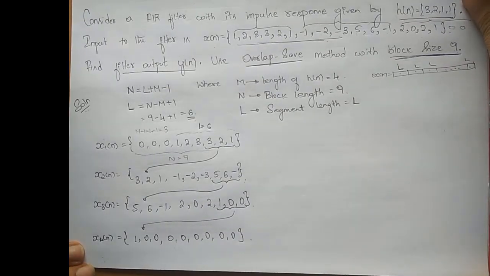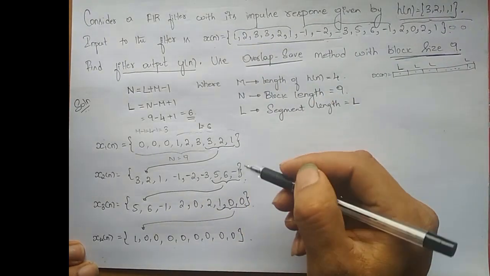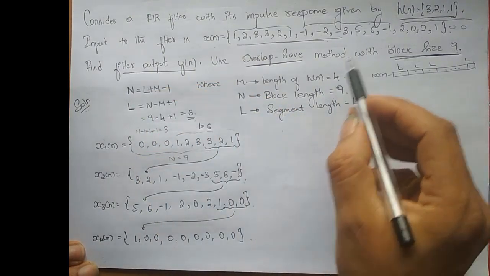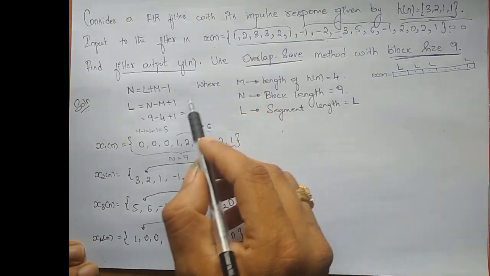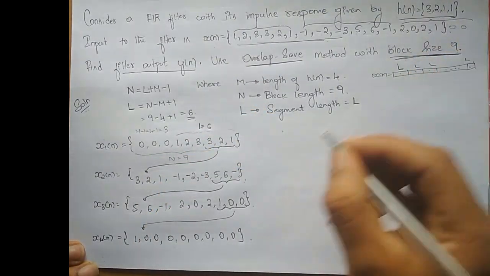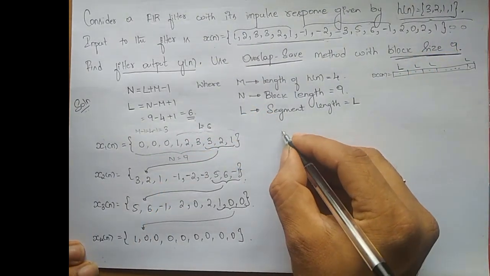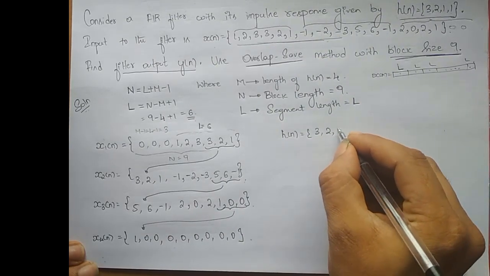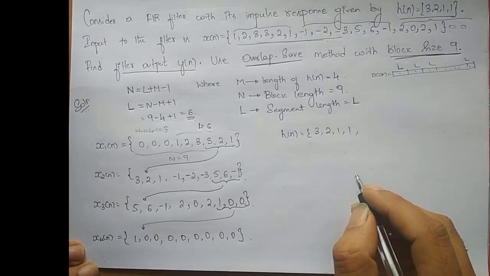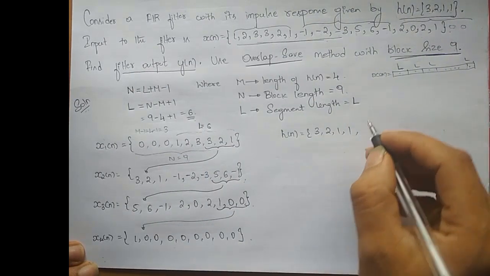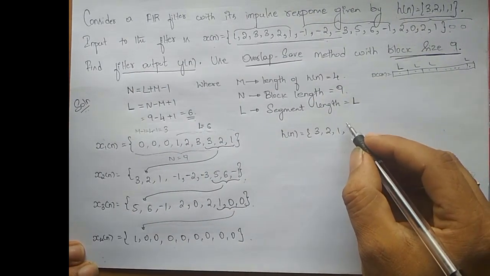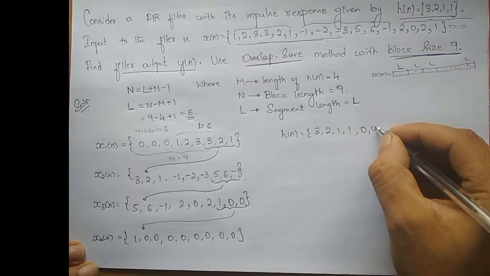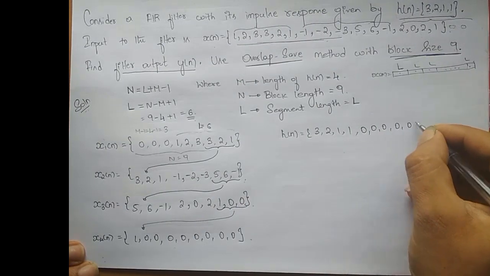What is the next procedure? Once we have created the blocks, I have to convert the length of h of n, which is 4, to 9. So h of n is equal to 3, 2, 1, 1. I have to pad L minus 1 zeros. L is 6, and 6 minus 1 is 5 zeros, so that the total length is 9. 1, 2, 3, 4, 5.